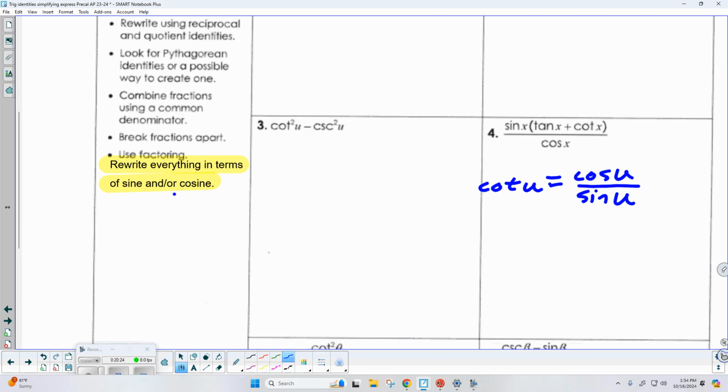True, but in terms of the quotient identity, the power would just follow through the identity. So if cotangent is cosine over sine, then cotangent squared would be cosine squared over sine squared minus, okay, now we can use a reciprocal identity. I know that cosecant is going to be 1 over sine. So what's cosecant squared? 1 over sine squared.